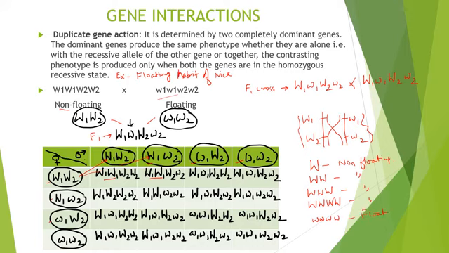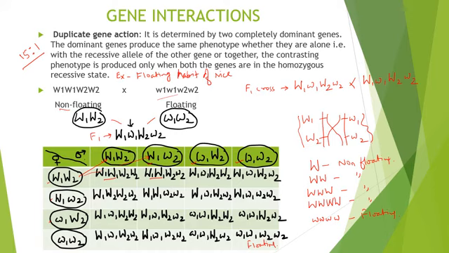If this is the case, then you will get only floating here, and all others will be non-floating. So what is the ratio that you get for duplicate gene action? Since this is 16, the ratio will be 15:1. So this is what you have to read here. I am not reading it here for the sake of time.